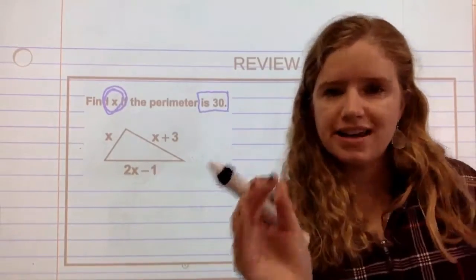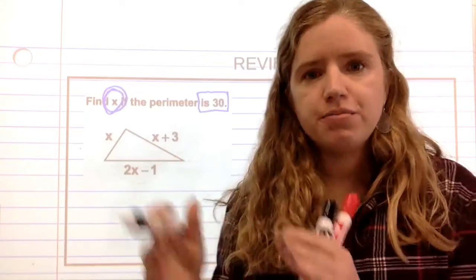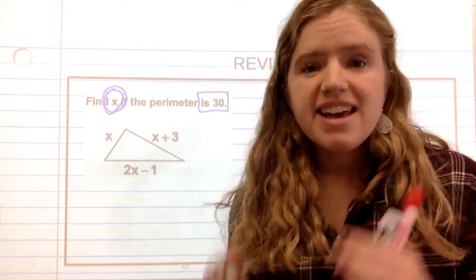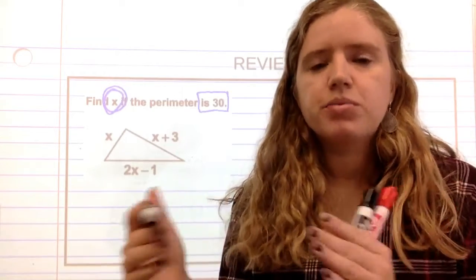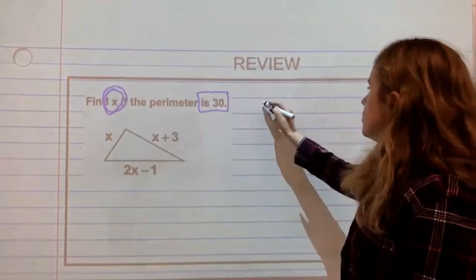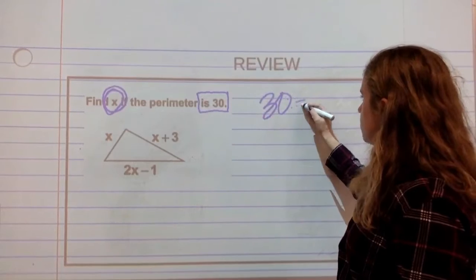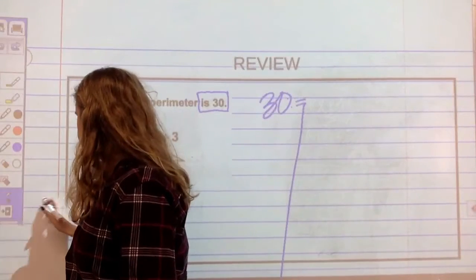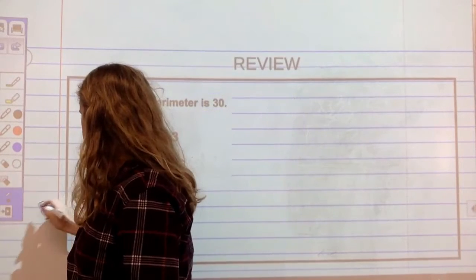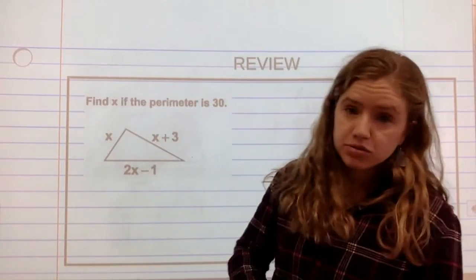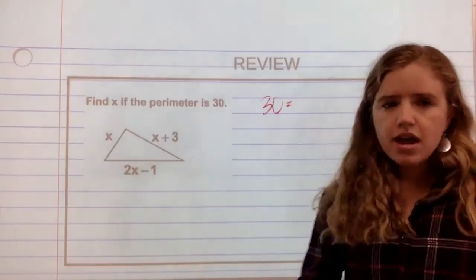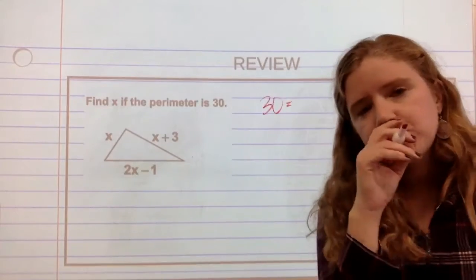When we see the word is, remember how of means multiplication or a portion means dividing? Is typically the word we use for the equal sign. So we're going to say 30 equals. And this is where I give up on the pen. It's not working. Okay. Let's start with the actual markers. So we have 30 equals. Now, I got to ask myself, what does perimeter mean?